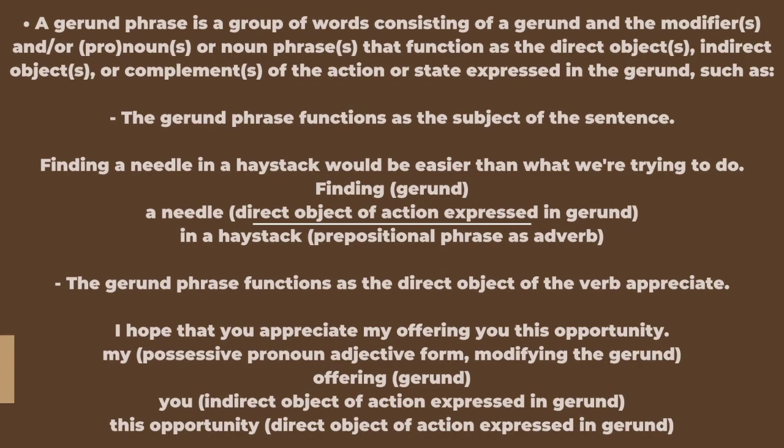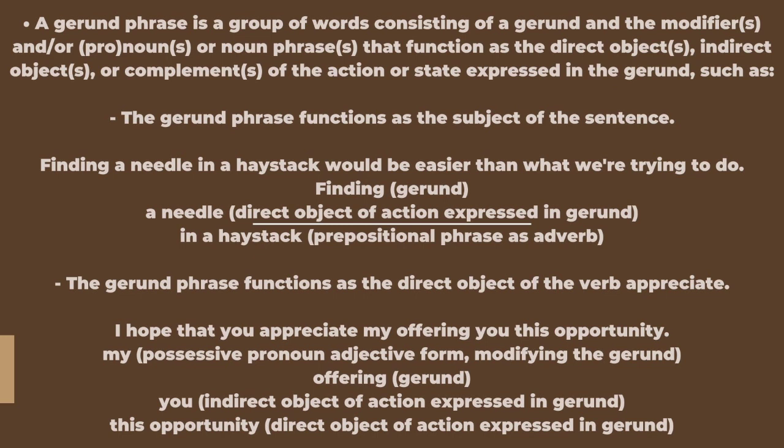In this discussion, I also include the gerund phrase. A gerund phrase is a group of words consisting of a gerund and the modifiers, pronouns, or noun phrases that function as direct objects, indirect objects, or complements of the action or state expressed in the gerund, such as when the gerund phrase functions as the subject of the sentence. Example: Finding a needle in a haystack would be easier than what we were trying to do. Finding is the gerund. Needle, the direct object of the action expressed in the gerund. In a haystack, prepositional phrase as adverb.